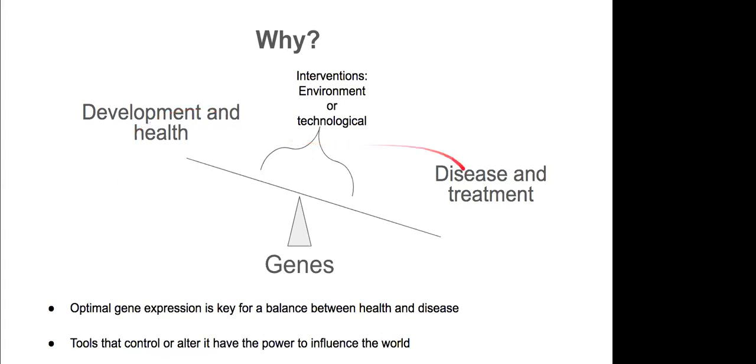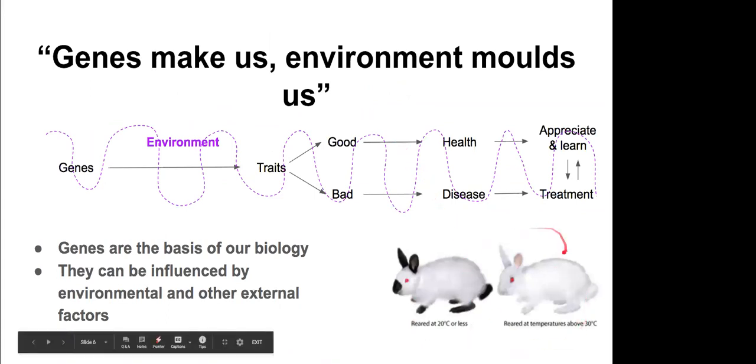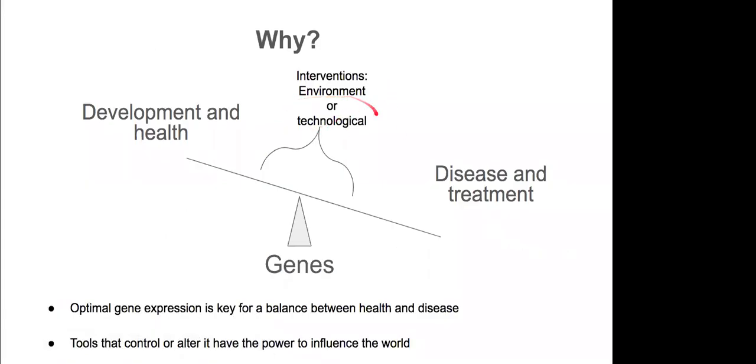So in simple words, there is always a fine balance between our normal development and health, and whether we catch a disease or not, which is mainly determined by genes, which act on this seesaw-like balance, which can be intervened and meddled with to tweak this balance from disease and treatment to development and health by using certain interventions like environment, which you saw in this slide, or certain technologies.